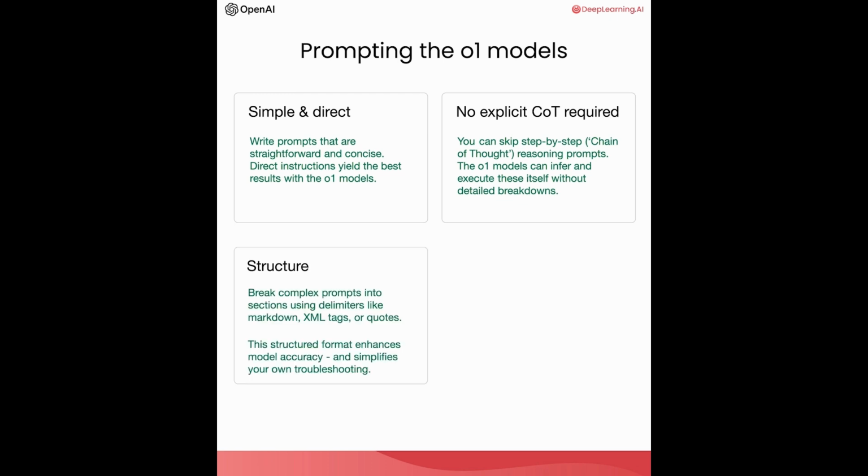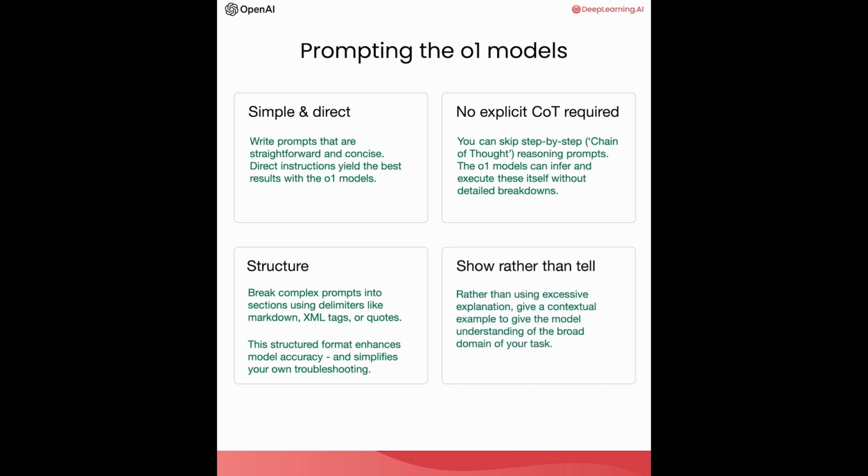The third is to use structure. Try and break complex prompts into sections using delimiters like Markdown or XML tags. The structured format will enhance model accuracy and also simplifies your own troubleshooting. We'll see a couple examples of that here. And the fourth is to show rather than tell. This comes back to our first principle. Rather than giving a lot of prompt to tell the model how to act, it's often better to give it 1 or 2 contextual examples to give it understanding of the domain of your task. Let's jump across to the code and see how these work in practice.